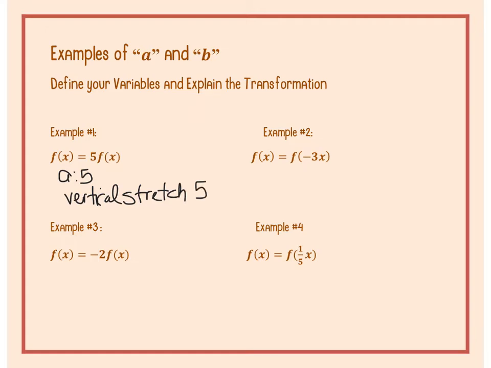The second one, if the number is inside the parentheses or inside the absolute value, whatever it is, if it's inside, this is a b value. So my b is -3. Well, if it's a -3, that means it's a horizontal compression, and we have to take the reciprocal of the 3. So it's a horizontal compression of 1/3.